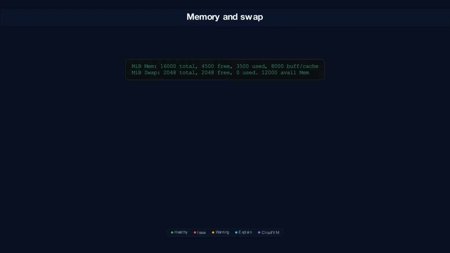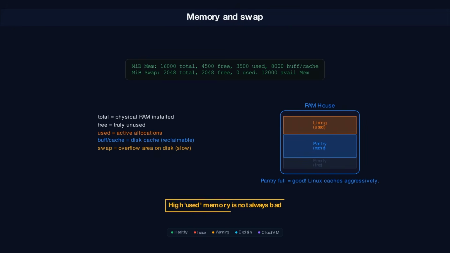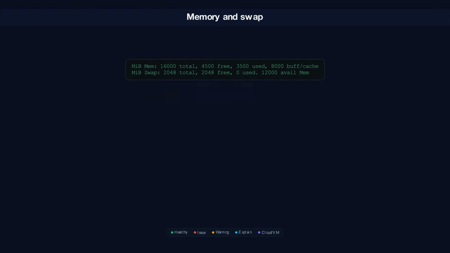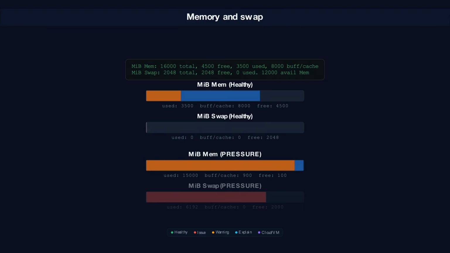Lines 4 and 5 show memory and swap. Total is the physical RAM installed. Free is truly unused memory. Used is actively allocated by processes. But here is the key insight. Buff/cache is memory Linux uses to cache disk data. Think of it like a pantry in your house. The pantry is full, but that is a good thing. It means food is close when you need it. Linux aggressively fills RAM with cached disk pages because reading from RAM is thousands of times faster than reading from disk. So high-use memory is not always bad.